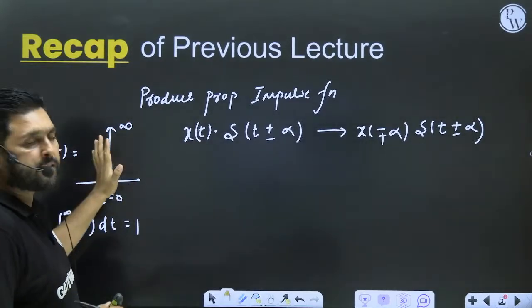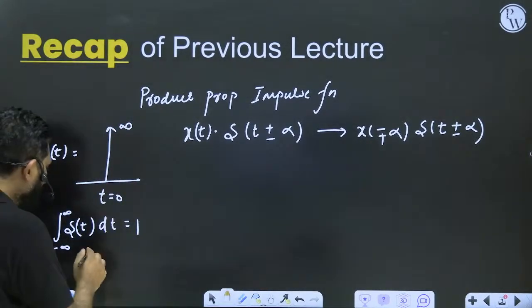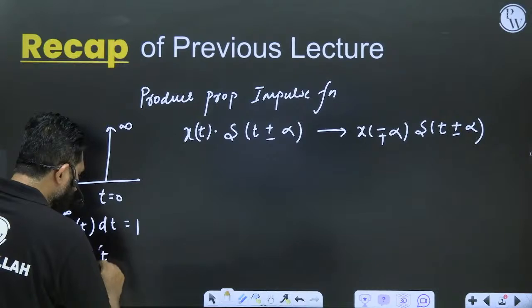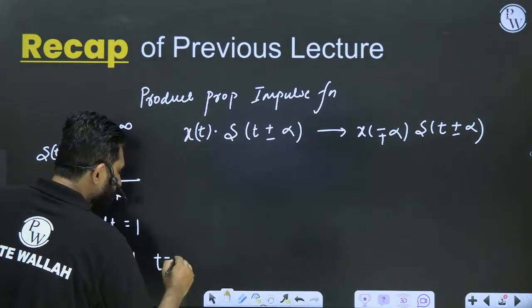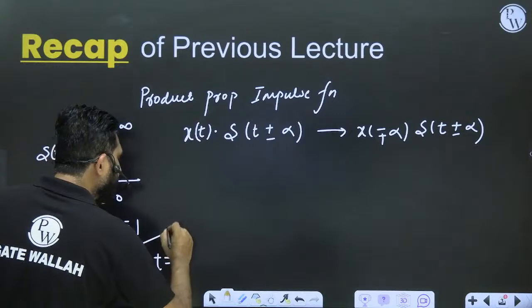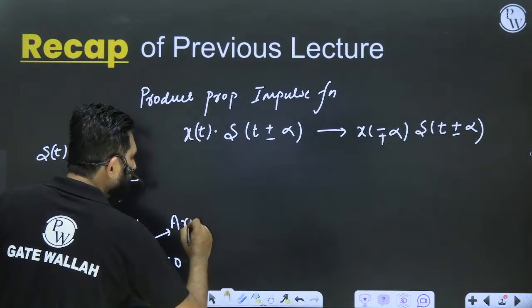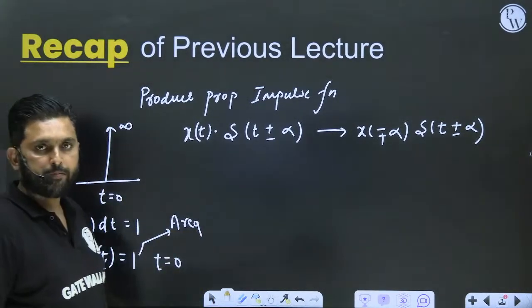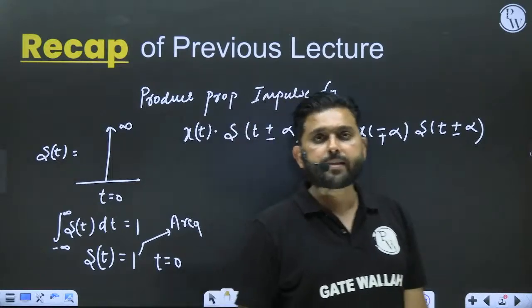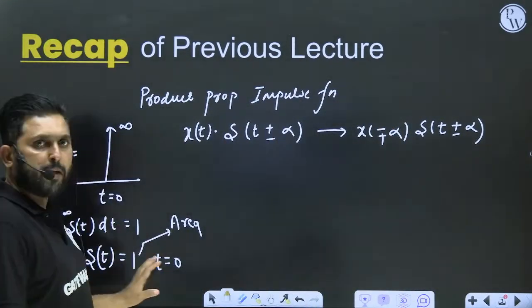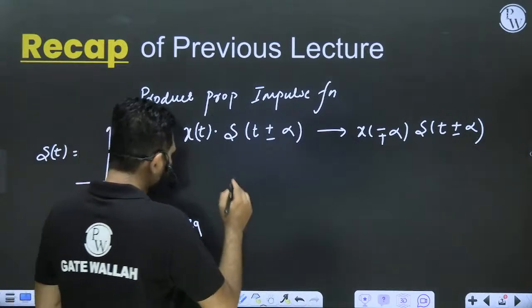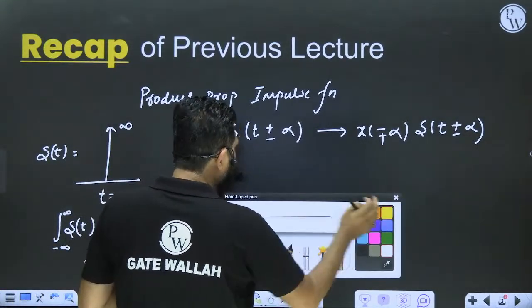In the last class itself I have derived this. And also I said that delta t is represented by 1 at t is equal to 0. So this 1 is its area, not its value, mind it, it is the area that is present here. Now this is nothing but my impulse function, and we have also covered the area property.